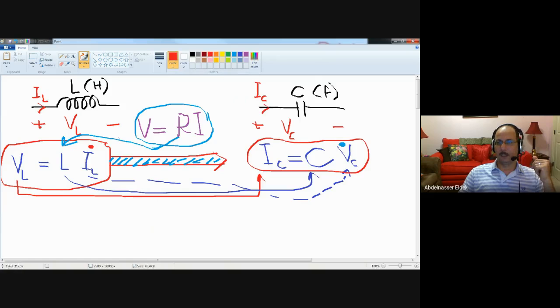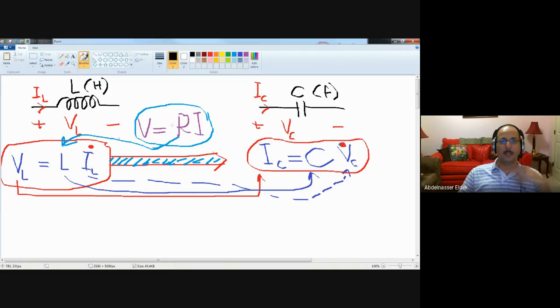Okay, let's make it in red. So again, instead of VL, make it IC. Instead of L, make it C. Instead of I dot, make it V dot. So this is a relation between voltage and current in the inductor and the capacitor.